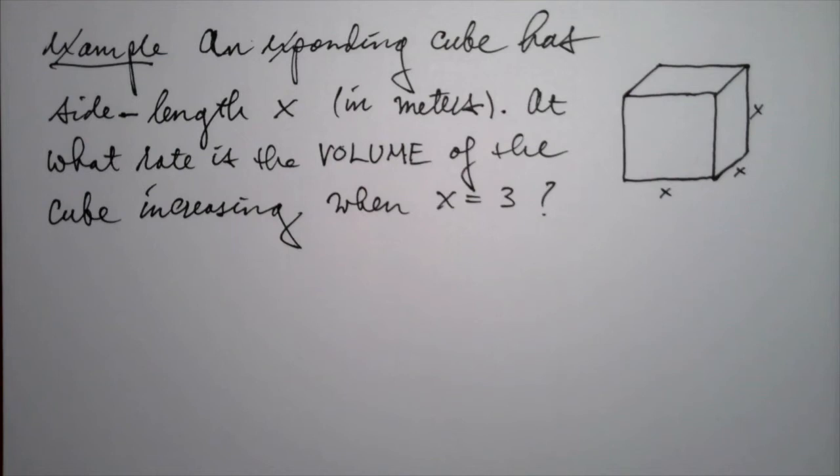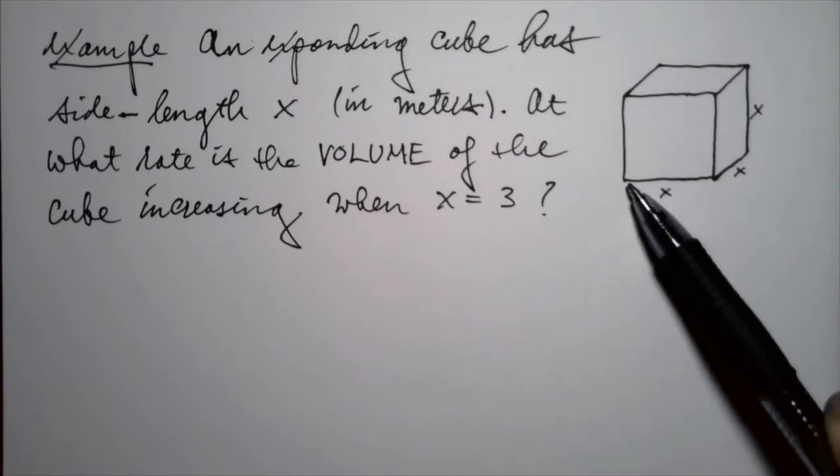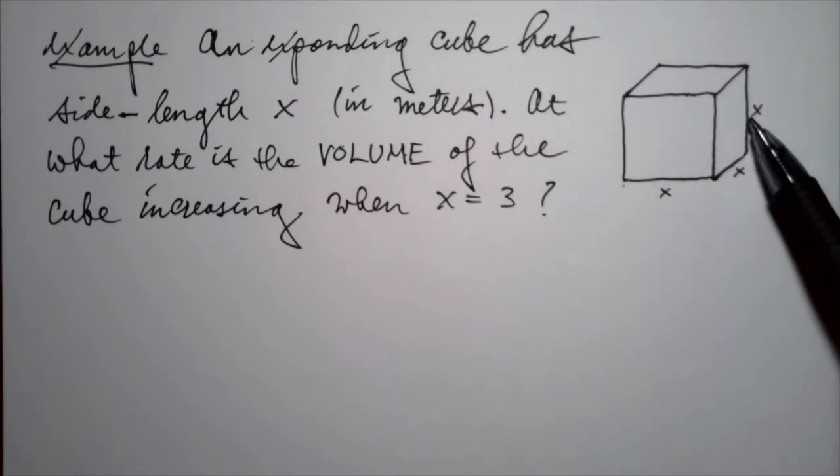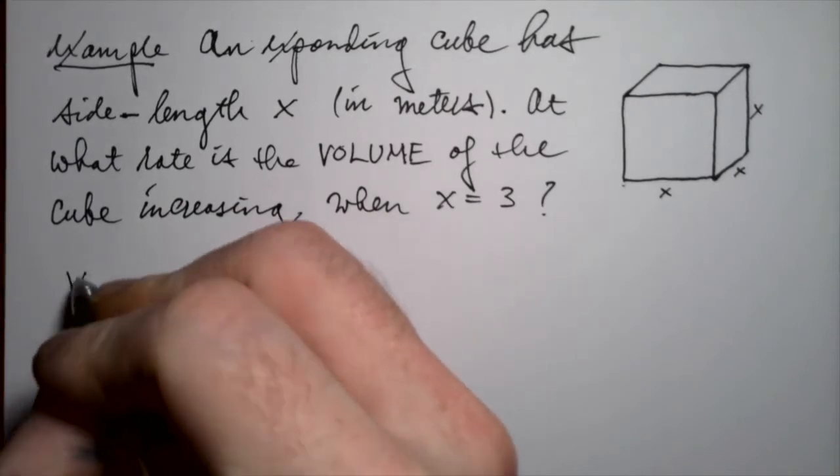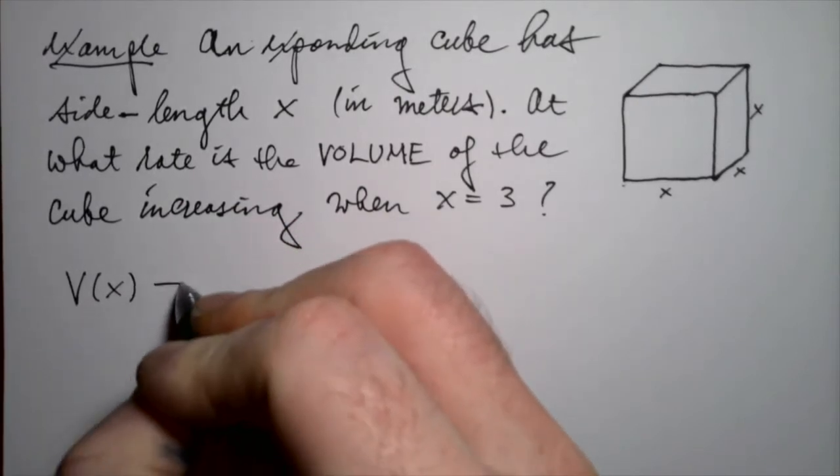In the next example, we have an expanding cube. The side lengths of this cube, the distance along the edges in any of the three directions, are all x. It's measured in meters. So as that side length x increases, the cube expands. Now the question is, at what rate is the volume of the cube increasing when the side lengths x are 3 meters? To answer that question, we need to first set up a volume function.